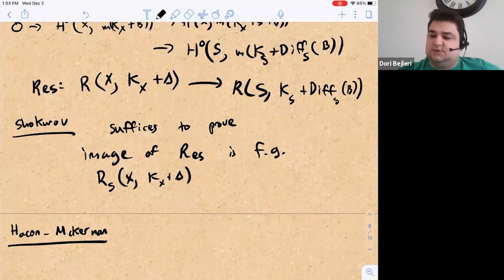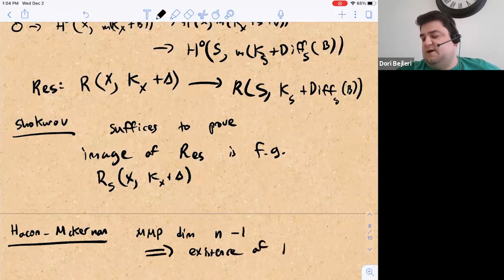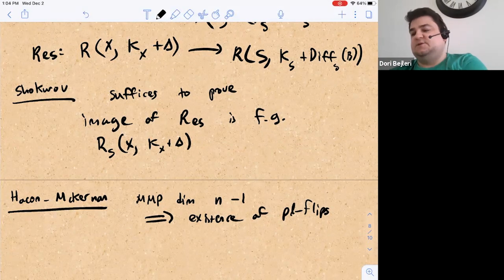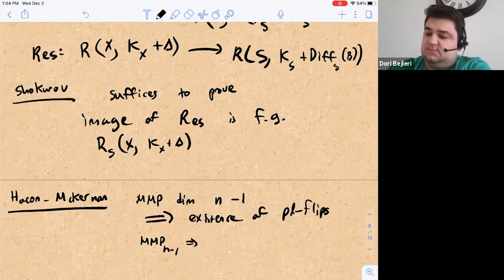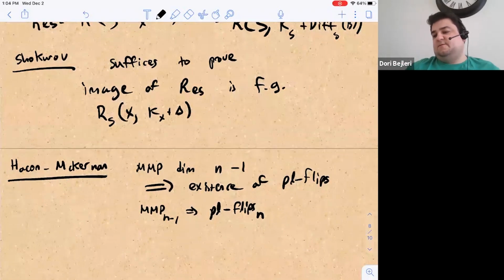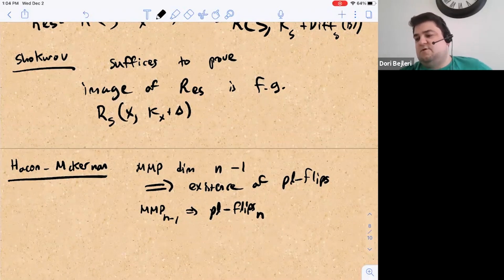then Hacon and McKernan showed that MMP in dimension n-1 actually implies existence of PL flips. And in this field, people like to just index the names of the statements with the dimension. So you might write this as MMP n-1 implies PL flips in dimension n. And the way they did this was a very, very, very rough idea.